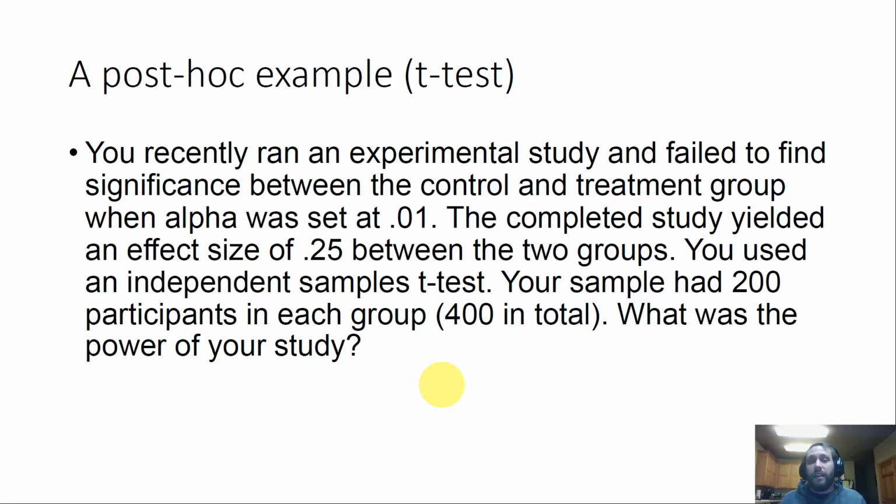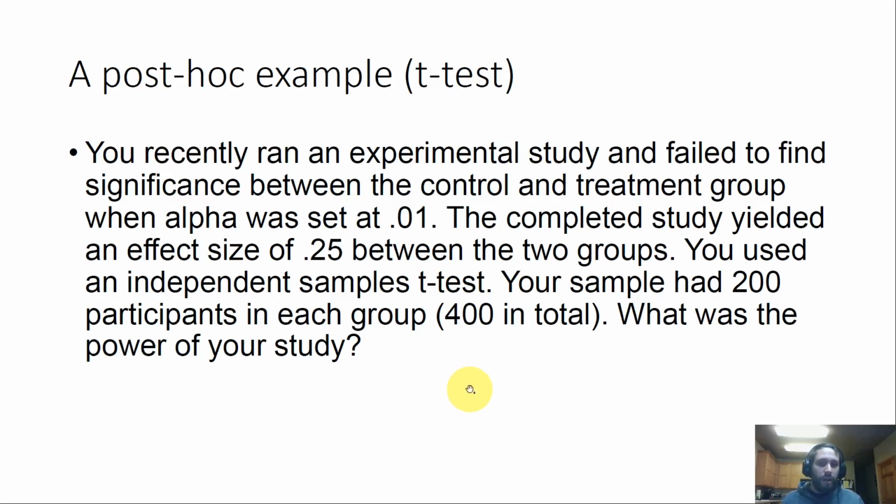This completed study yielded an effect size of 0.25 between the two groups. You use an independent samples t-test to do this, and your sample had 200 participants in each group, so it's 400 in total. So what was the power of your study? So really, you'd think, wow, 400 participants, that's a lot. That seems like it would really work out well for us. But it seems like we didn't find an effect, so we're going to determine, did we have enough power or what?